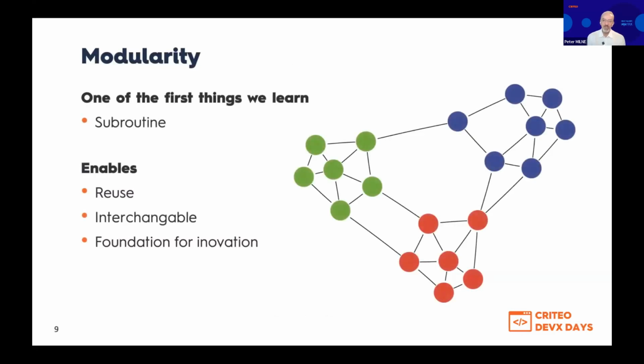Modularity is one of the first things we learn when we learn to program. I can still remember learning about procedures and functions in Pascal in 1980 and thinking that they were magic. And most of us feel that when we write code, if we copy and paste the same code, it feels uncomfortable and we need to build a subroutine to call. So subroutine is kind of the first thing we learn about modularity. But what modularity gives us is the ability to reuse, to be interchangeable, so we can replace a module with another one. And it is the foundation for innovation.